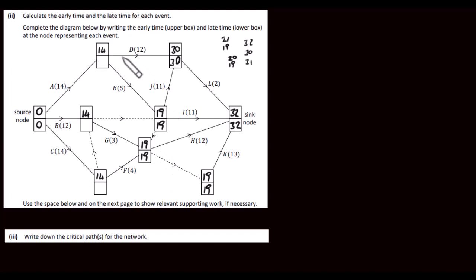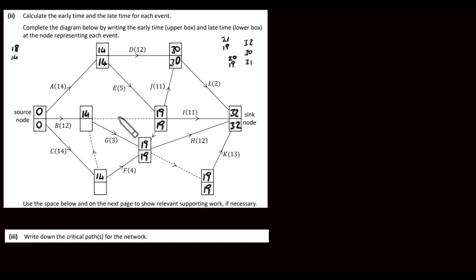Okay, let's have a look at this one up here. We have two arrows coming out of this node. So here we take 30, we subtract 12, and we get 18. We have 19 minus 5, which is 14. So the least of those is 14, so we can put 14 in here.